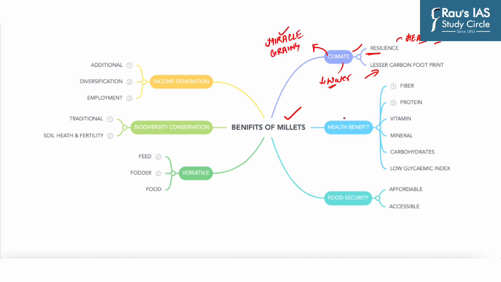Now, next benefit is health benefit. How? As millets are highly nutritious and can help in managing and preventing various health conditions like obesity, diabetes, etc. Why? Because they are rich in fiber, which is known to improve gut microbiota. Also, they are rich in protein, vitamins, minerals. They are a good source of complex carbohydrates. Also, they have a low glycemic index.